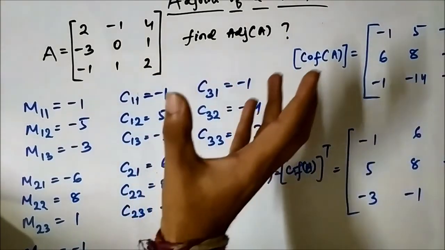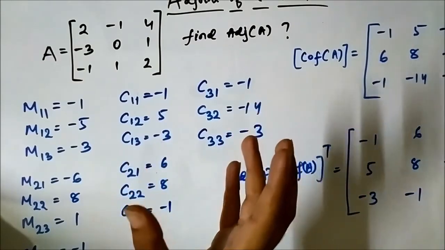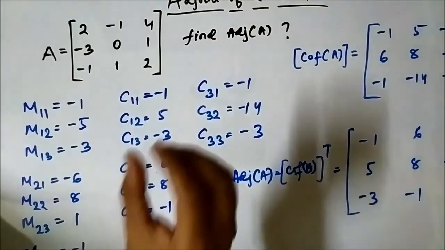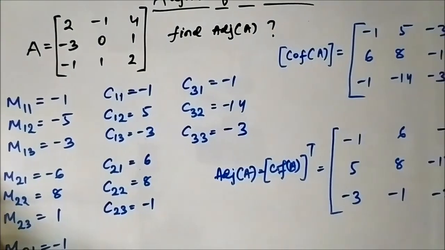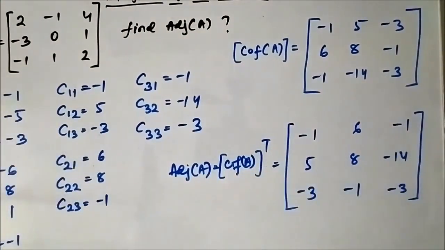Here I went into the detailed procedure because you are a beginner into this, so I explained it in detail, otherwise I would have calculated it directly. So this is how you calculate the transpose of the cofactor matrix for a third order matrix.